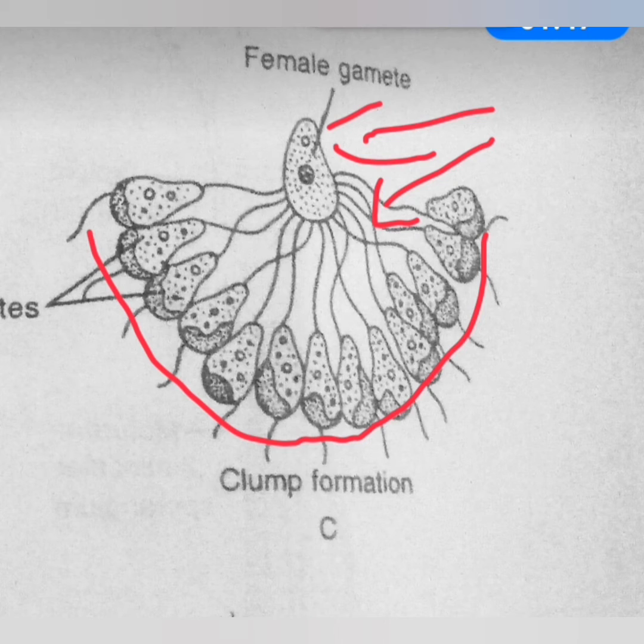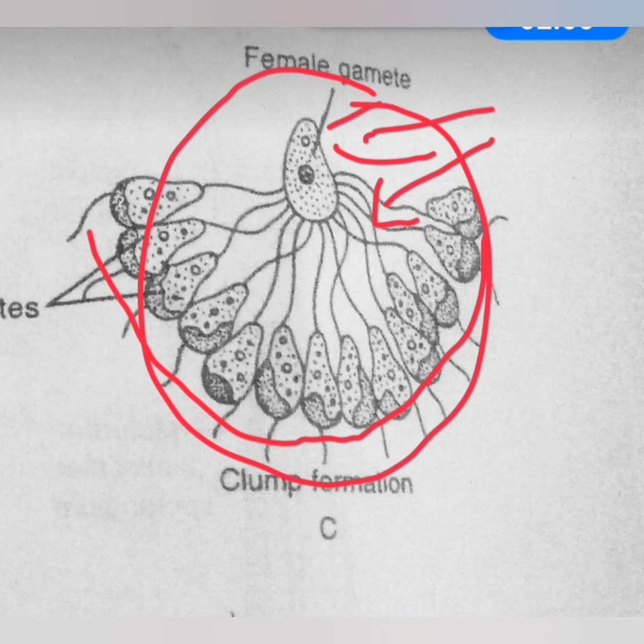You see all these, they are biflagellate, right? One is shorter, one is longer, the flagella. Now they get attached, they get entangled with the female gamete through their anterior large flagellum. So this stage here is referred to as the clump formation.